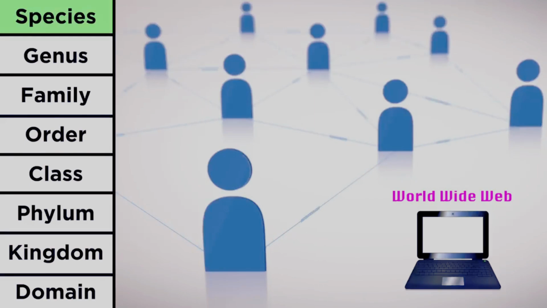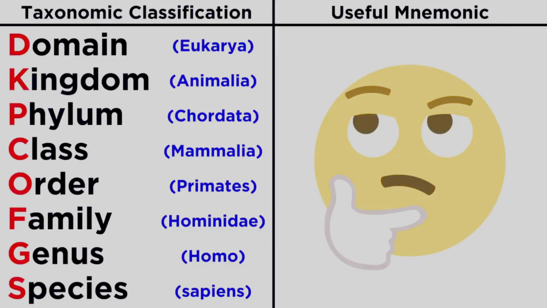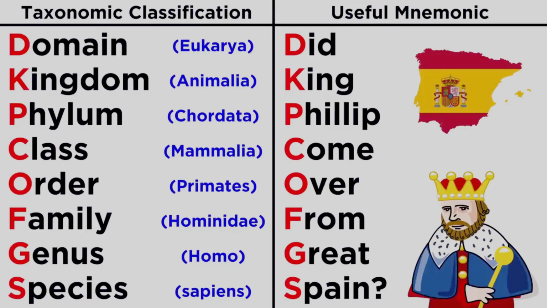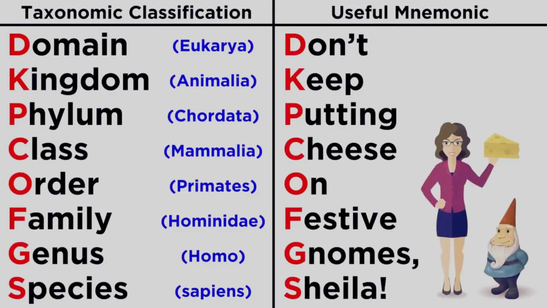So every species can be classified, and there are mnemonic devices that can help us remember the different tiers of categorization. Do kangaroos prefer cake or frosting, generally speaking? Or did King Philip come over from Great Spain? You can even make up your own.